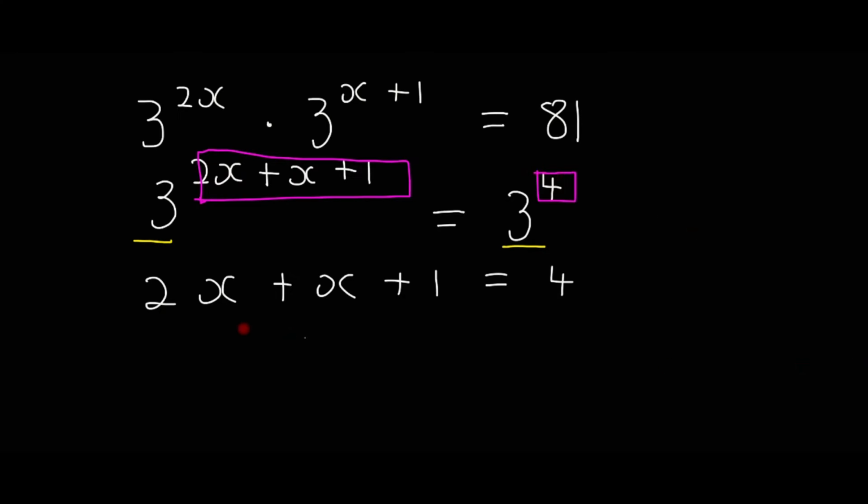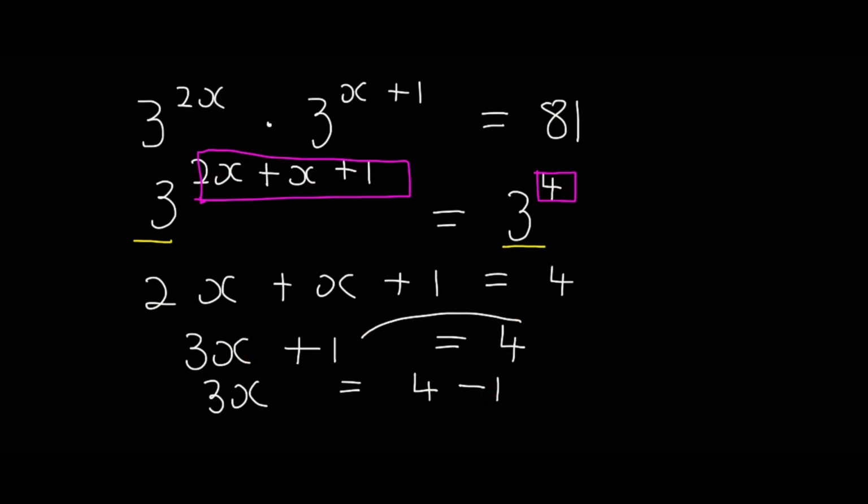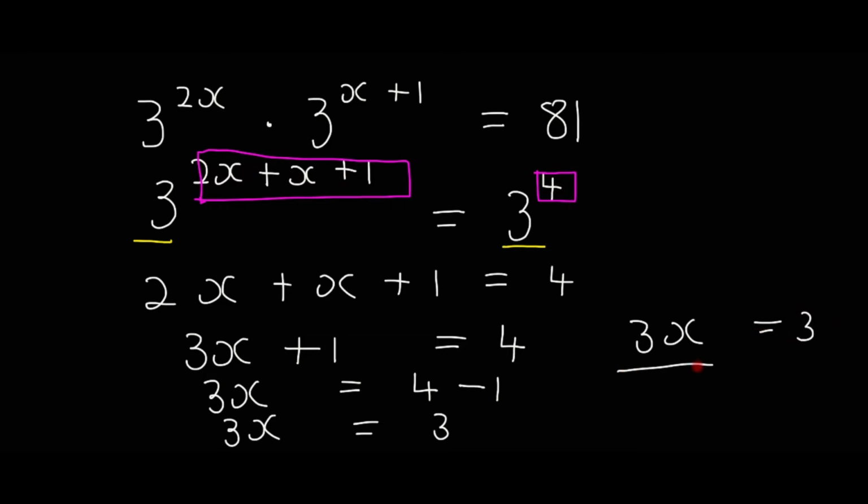So from there I can add the like terms, 2x plus x is 3x, and then I have 3x plus 1 is equal to 4. But because I want to solve for x, I will say 3x is equal to 4 minus 1, because I want to solve for x, I take this one to the other side. So from there I have 3x is equal to 3, and then because I want to solve for x, I will divide both sides by 3. So 3 and 3 cancel, so x is equal to 1, because 3 divided by 3 is 1. So this is our final answer.